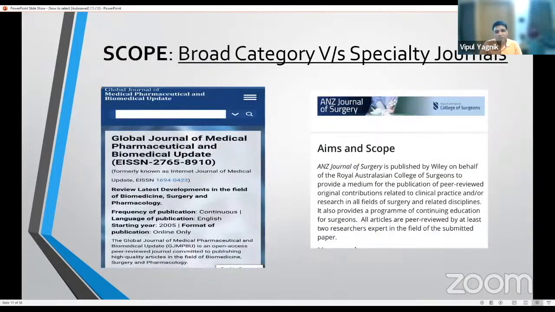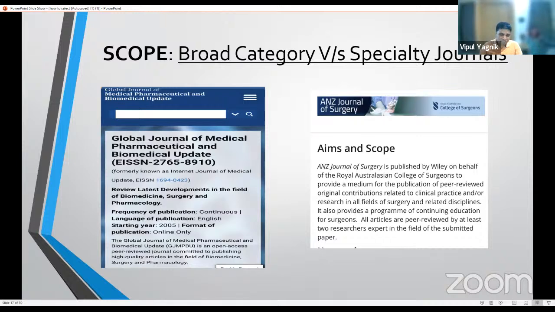Second thing is you can look at the scope of the journal. I would like to broadly classify journals in two categories: broad category versus specialty journal. If you see my journal, Global Journal of Medical, Pharmaceutical and Biomedical Update, in the last line it is clearly mentioned that it publishes articles in the field of biomedicine, surgery and pharmacology. This means this journal will not accept articles related to dentistry, or any other pathy.